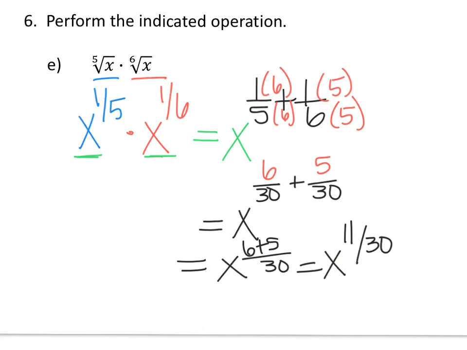Now we could leave our answer as it is, or we could go further and write it back into radical form. So if we wanted to do that, then remember that the numerator of the exponent is your exponent in radical form, and the denominator is the index number in radical form. So we could write it as the 30th root of x to the 11th. These two are equal.